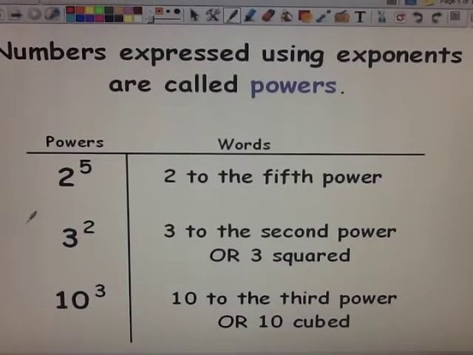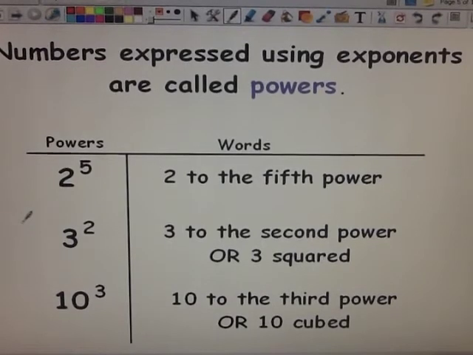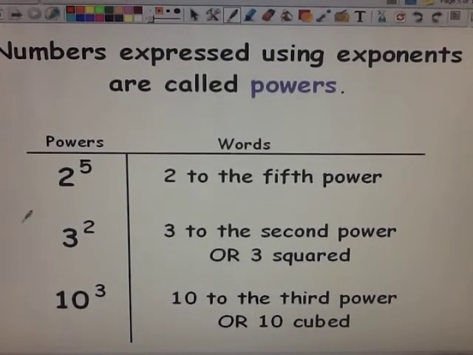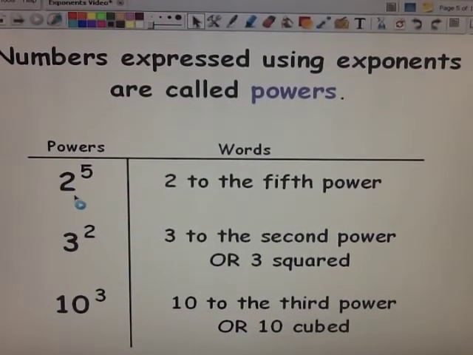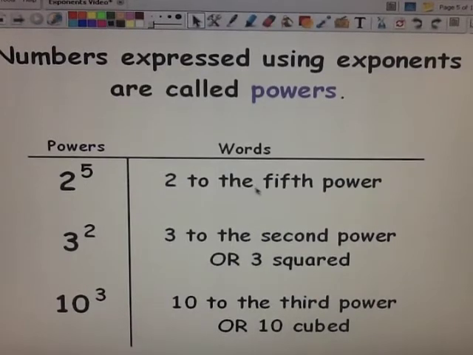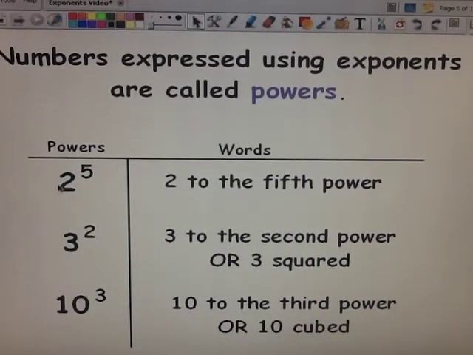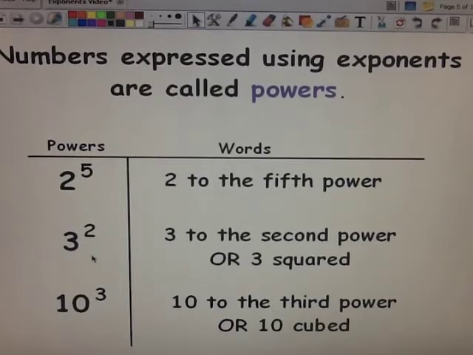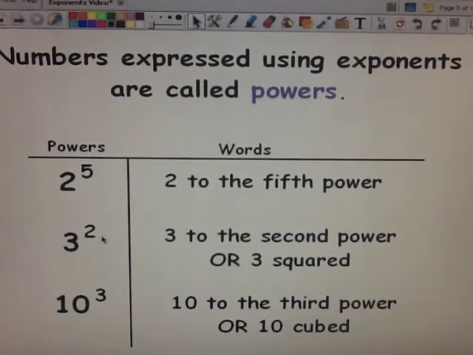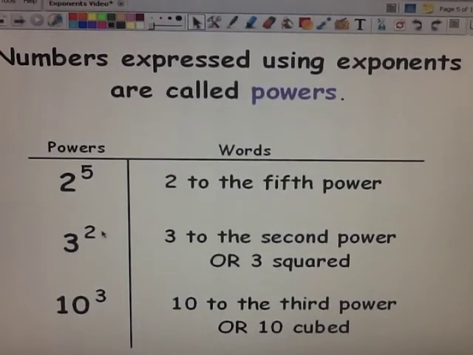Okay, numbers expressed using exponents are called powers. We're going to talk about the proper way to say this. If you have this power right here, the proper way to say that in words is 2 to the 5th power. 2 is the base. 2 to the 5th power. The next example would be 3 to the 2nd power, or more commonly we say 3 squared. Whenever you have a power of 2, you can call it squared.